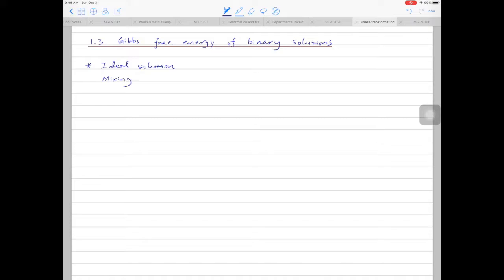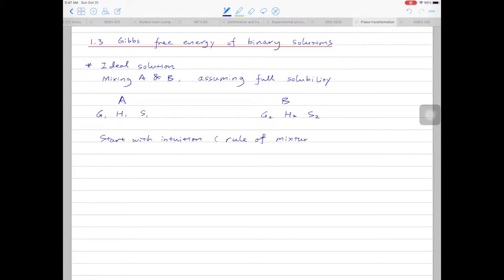Assuming we have two metals, A and B, and we also assume that they have full solubility. For metal A, it has its own Gibbs free energy, enthalpy, and entropy. We call them G1, H1, and S1. Similarly, for metal B, we have G2, H2, and S2. Let's start with the intuition to think about what will be the Gibbs free energy of a system mixed with A and B. Here, we'll apply the rule of mixture.